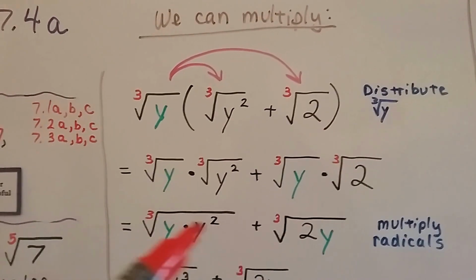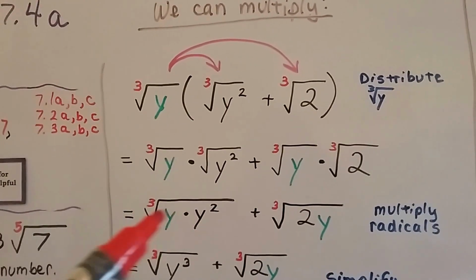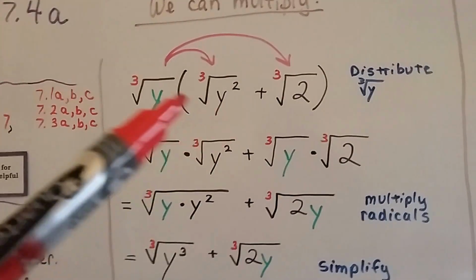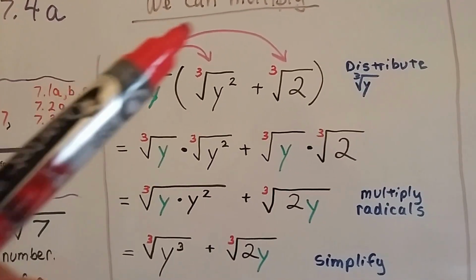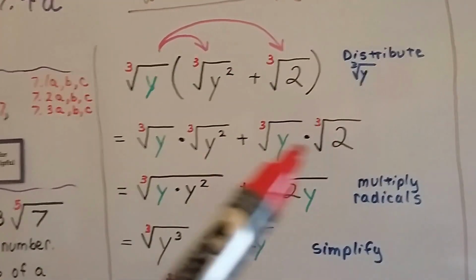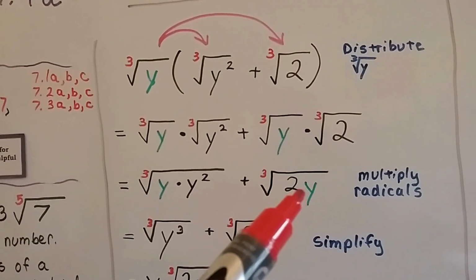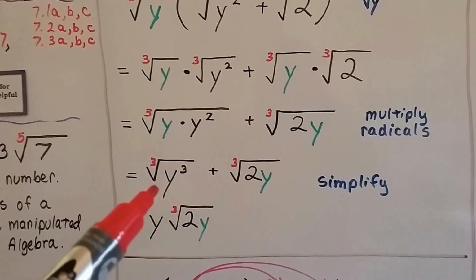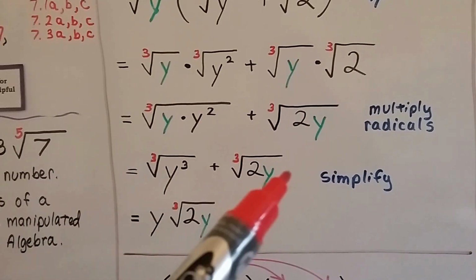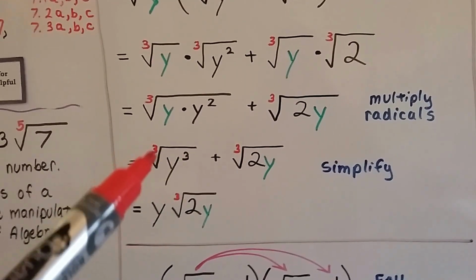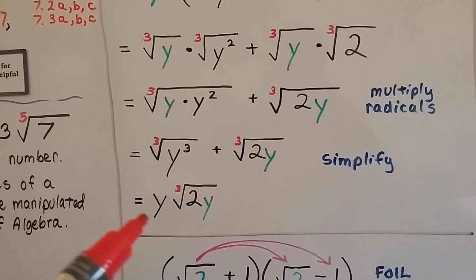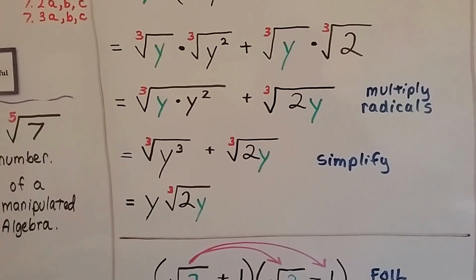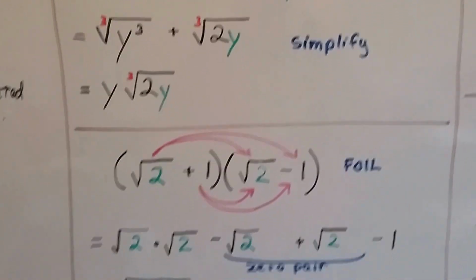And we can combine these under one radical sign, and y times y squared is y to the third power, so we have the cube root of y cubed. And we do the cube root of y times the cube root of 2, and that just gives us the cube root of 2y. We can put the 2 in front of the y, in front of the variable. So now we've got the cube root of y cubed plus the cube root of 2y. Well, this is the perfect cube, so we can remove this radical sign and our root and just have a y times cube root of 2y.